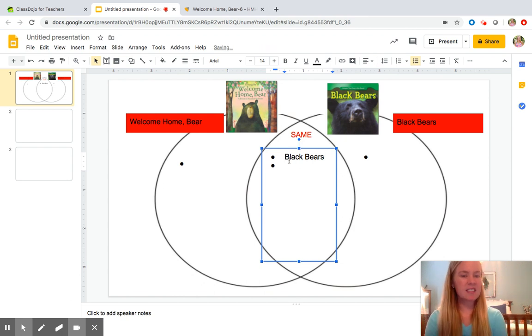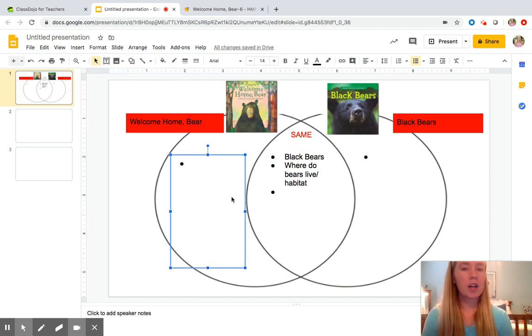What else is the same about these stories? What are they both talking about? They're both focusing on where bears live, right? So where a bear lives, that's called its habitat. So these stories both talk about where do bears live? Habitat. Where do bears live and their habitat? We can come back to this about what's the same.